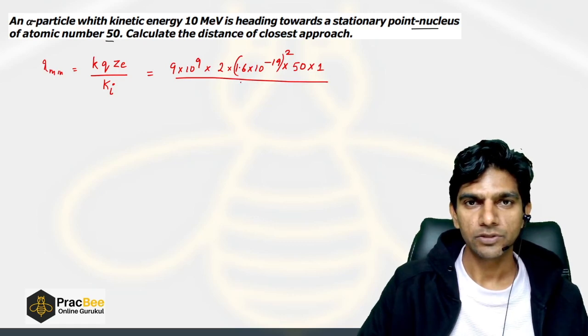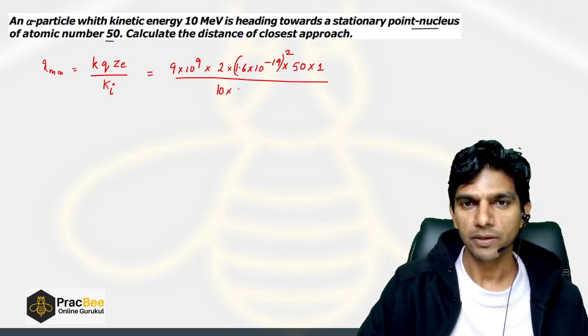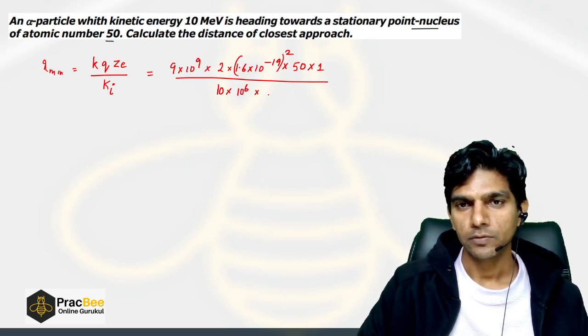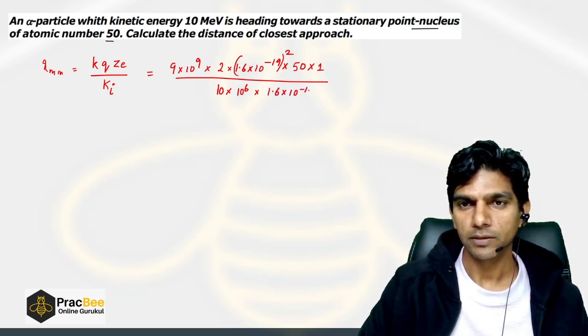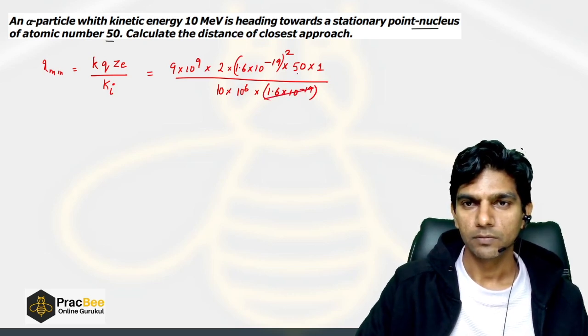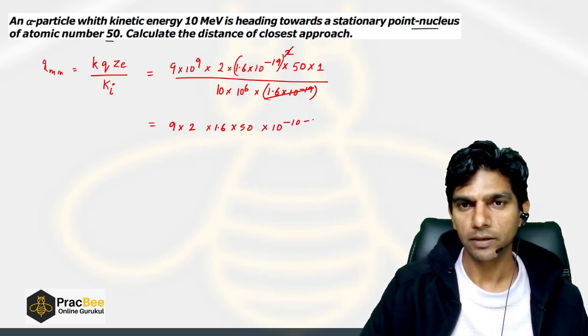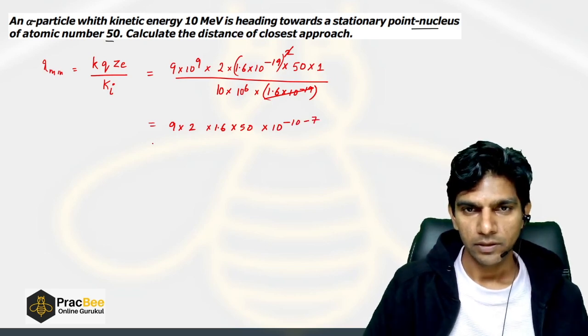Divided by kinetic energy, which is 10 mega. So mega is 10 raised to power 6, and 1 electron volt is 1.6 into 10 raised to power minus 19 joules. So 1 E will get cancelled out. So we will have 9 times 2 times 1.6 times 50 into 10 raised to power minus 10 and minus 7. So let us simplify this.